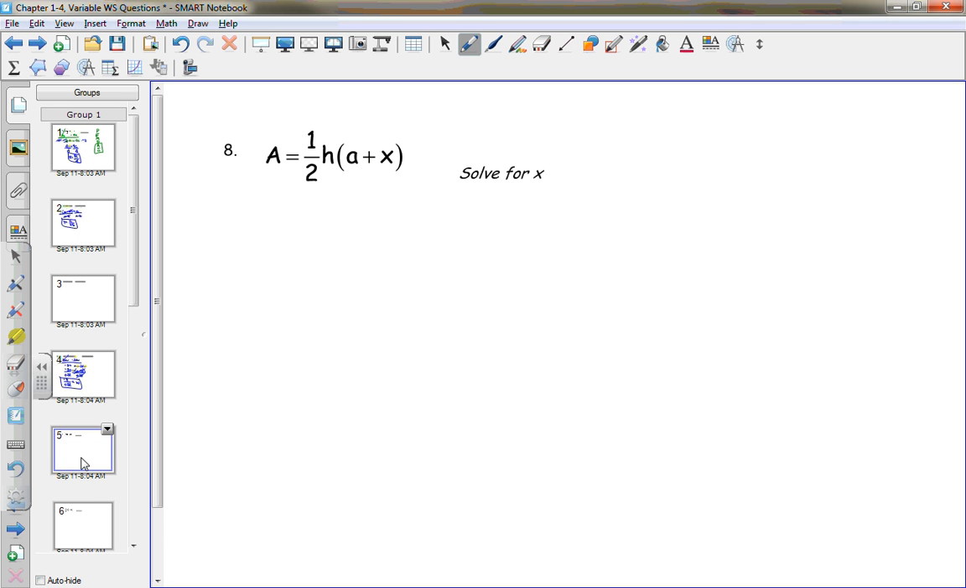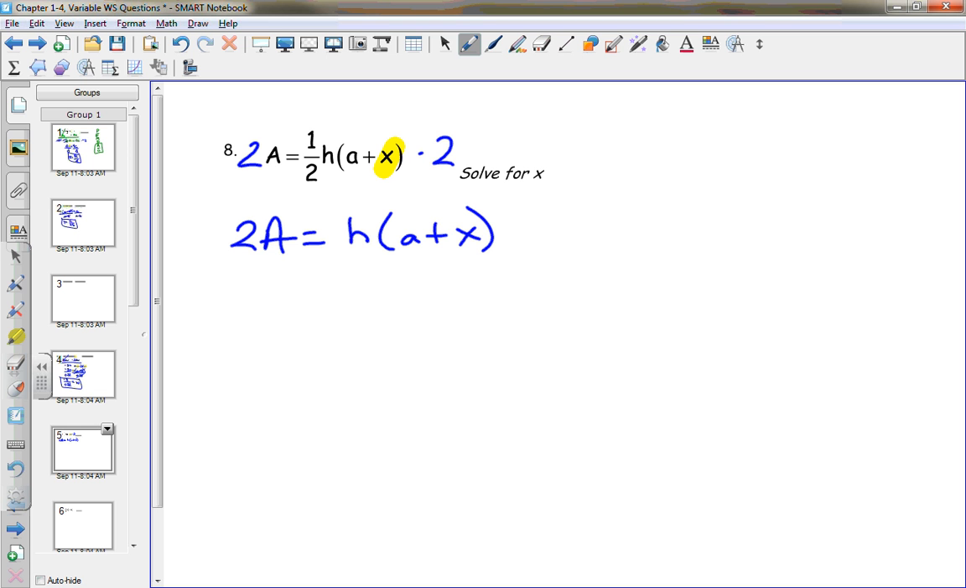So now, with that said, I need to solve for x. Well, you tell me. If I'm solving for x, what instinctively do you want to get rid of? The half is ugly, right? So how do I get rid of half? Multiply by the reciprocal. The reciprocal of 1/2 is 2. So I have 2 capital A is equal to h times A plus x.